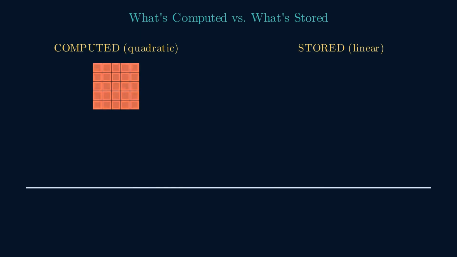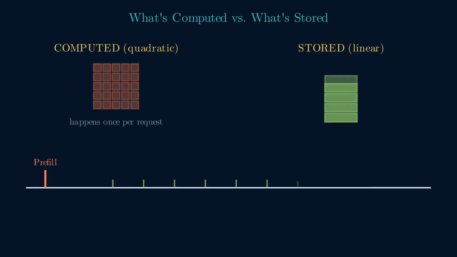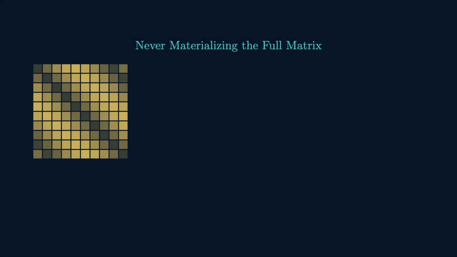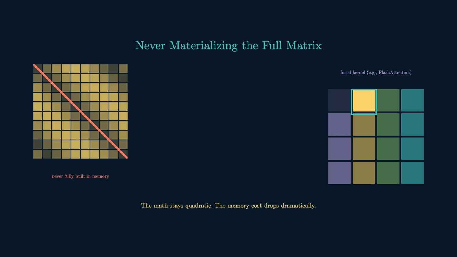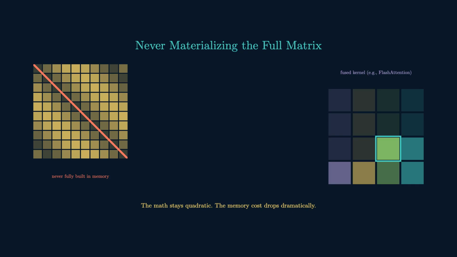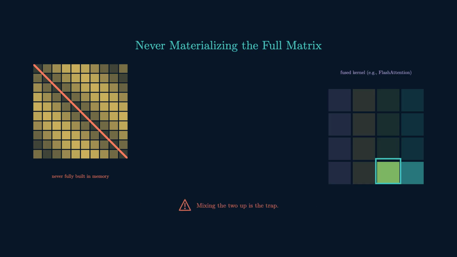What's stored grows linearly, one more entry per generated token, steadily, for the life of the conversation. What's computed spikes quadratically, once, at the very start of each request. Storage is the long tail. Prefill is the spike. And that quadratic score matrix? Fused kernels like flash attention never build the whole thing in GPU memory. They tile it, process block by block, and discard what they don't need along the way. The underlying math stays quadratic, the memory it costs you drops dramatically. Confusing those two is the trap.